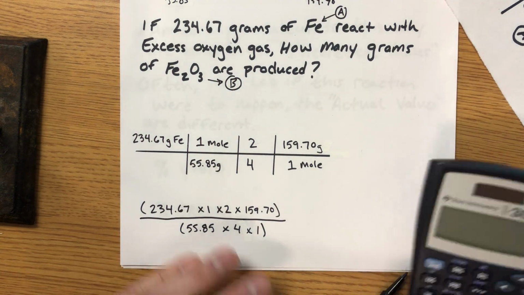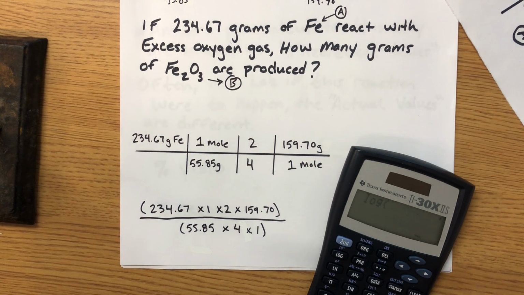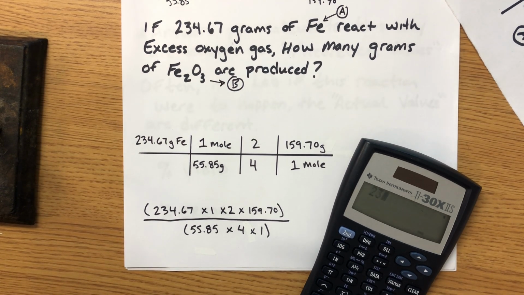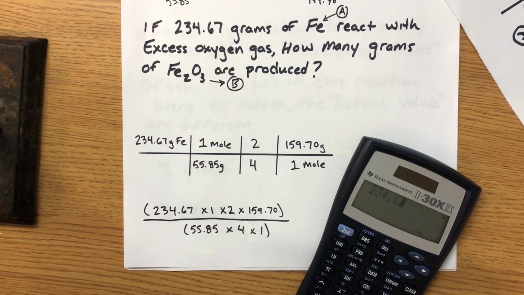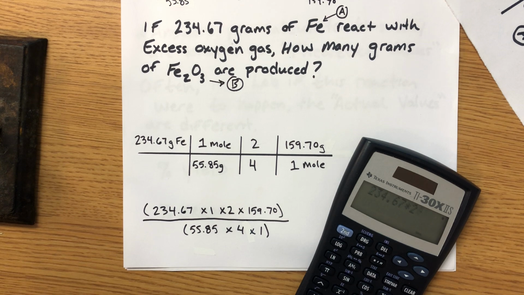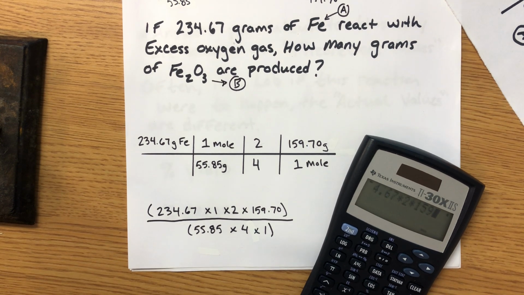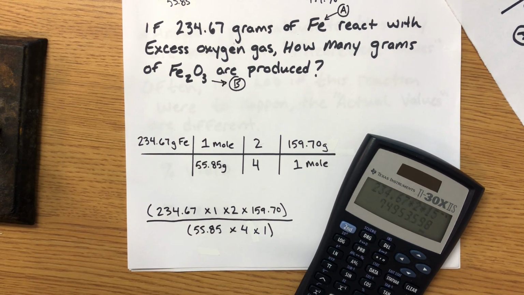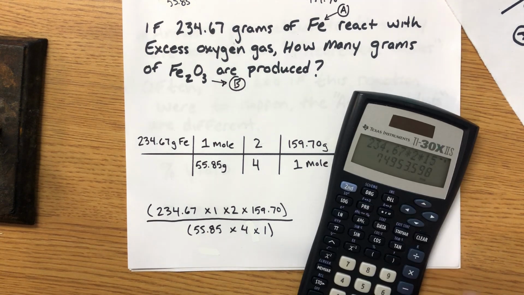So I'll go ahead and do that here. So we go 234.67, times... I'm gonna leave the ones out because they don't do anything... times 2 times 159.70. Here I'll just hit the equal sign. Keep that number on your calculator.